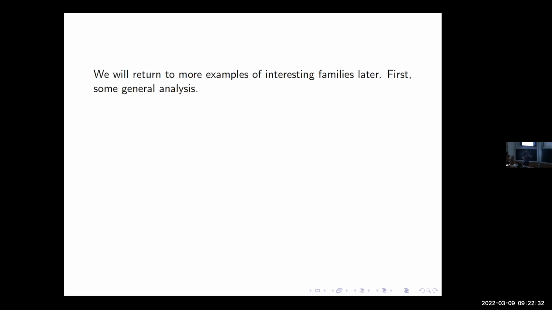So after we talk about families in a more general context, I'm going to return to talk about some interesting examples of particular families. But first, I want to do the more general analysis like we did for coding sets.